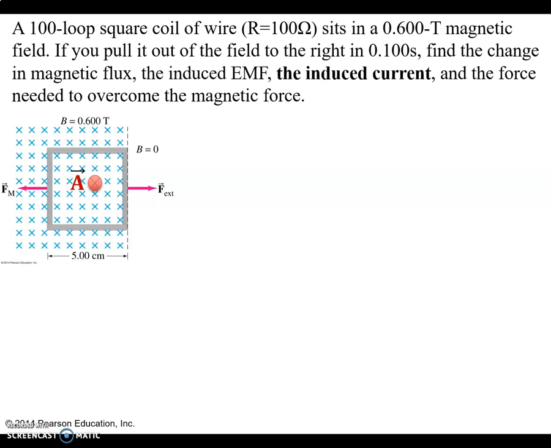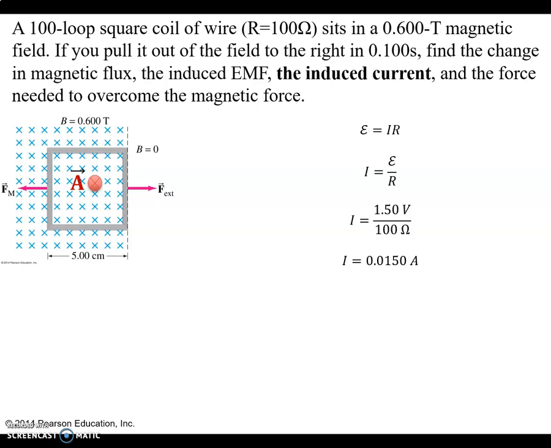Induced current. Let's start off by calculating the value of the induced current, and then after that we'll talk about the direction of the induced current. So we use Ohm's law, that the voltage is equal to current times resistance. Current then is going to be the induced EMF divided by the resistance. Induced EMF we found in the last slide to be 1.5 volts. The problem tells us that the total resistance is 100 ohms. Therefore, the induced current is 0.015 amps.